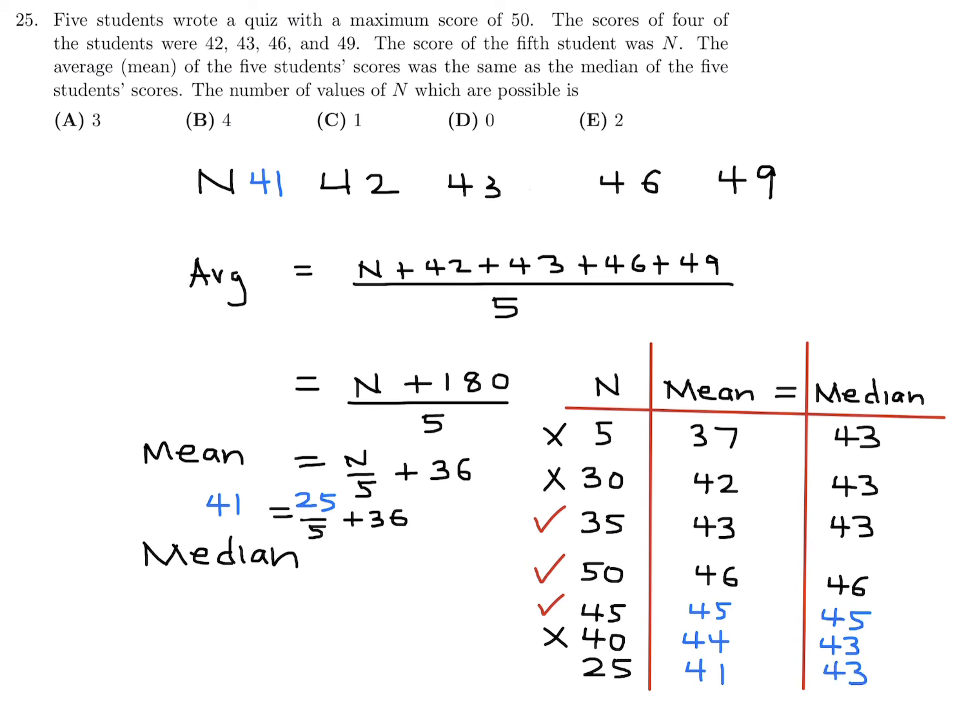So there you go. And I hope I have shown you the right way of doing this. Please don't circle 2 and move on. Exhaust the question and get all 3 values of n. And those values are right here. So the answer for number 25 is 3, and that is choice A.